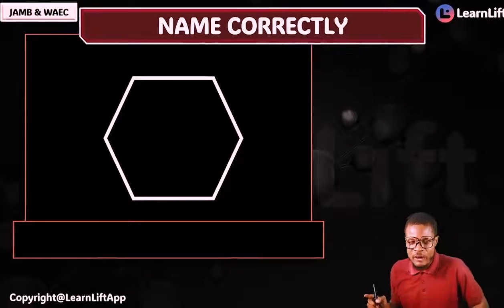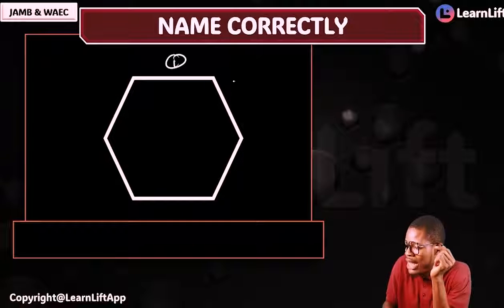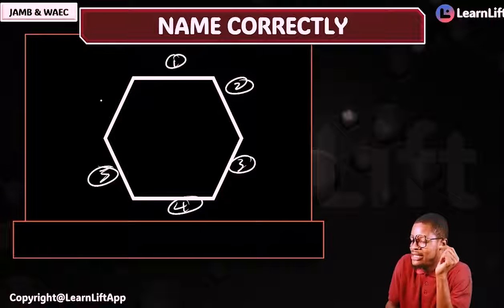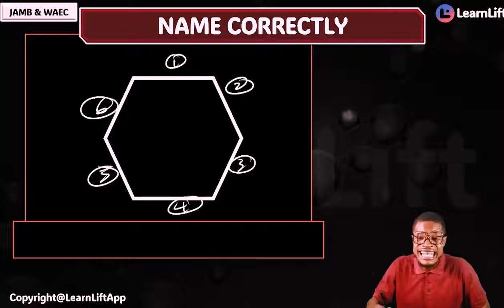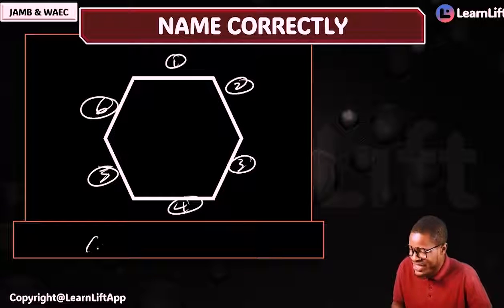Name this guy for me very quickly. How many sides do we have here? It has 6 sides, correct? Here is your 1, here is your 2, here is your 3, here is your 4, here is your 5, and here is your 6. Since it has 6 sides, anything 6 is hex. So what's the name? Cyclohexane.